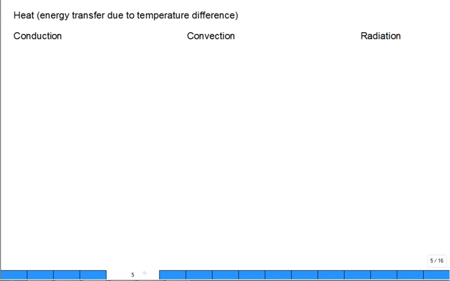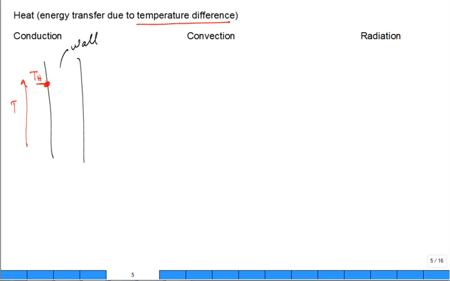Now there's another mechanism for energy transfer. It's called heat. So heat is energy transfer when you have a temperature difference. Without a temperature difference, there's no heat transfer. By definition, you must have a temperature difference. There's conduction heat transfer. Think about it where you have a wall or a slab. On one side of the wall, there's temperature plotted there. It's high temperature, TH or something. On the other side, it's TC.